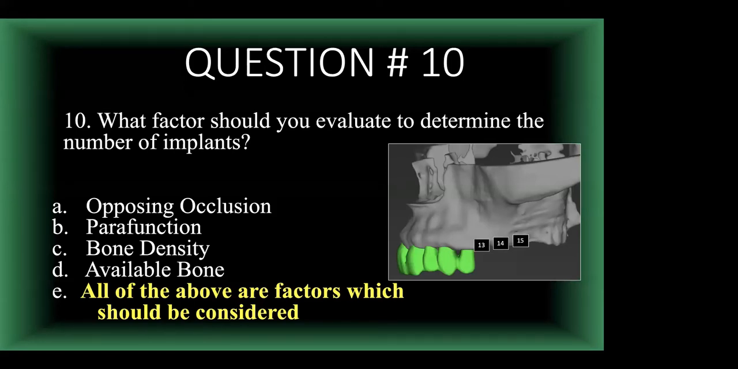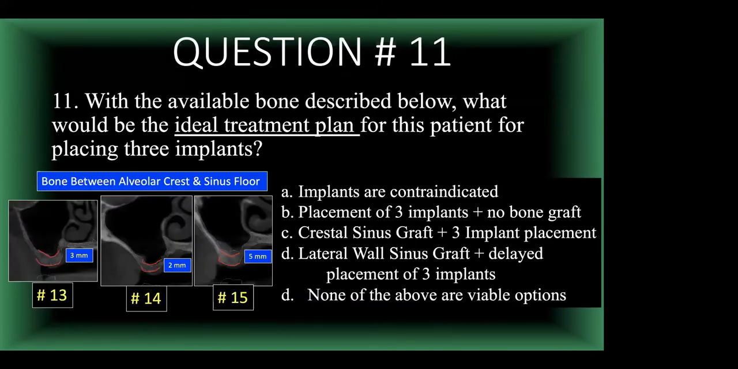The bone density, I didn't tell you what the bone density is. If it was D4 bone, which is the worst bone density, we need more implants. If it's D2 bone, which is rather uncommon in the posterior maxilla, then we would need fewer implants. The available bone, how much, where is the level of the crest? Is there a horizontal defect or vertical defect? So you need to take all these factors into consideration to determine the number of implants.